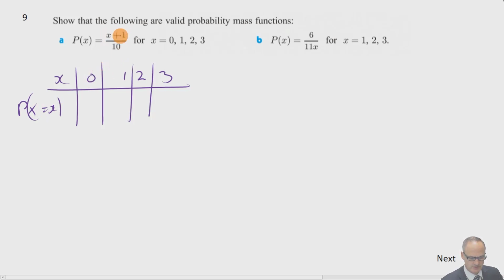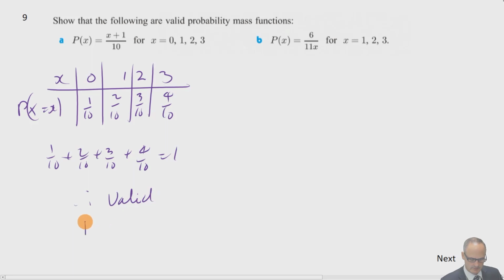So x is 0, plus 1 divided by 10 gives me 1 tenth. Same again. 1 plus 1 is 2, divided by 10 is 2 tenths. 2 plus 1 is 3 tenths. 3 plus 1 is 4 tenths. And if we add them all up, 1 tenth plus 2 tenths plus 3 tenths plus 4 tenths, we get equals to 1. Therefore valid probability mass function. Part B, let's do the same again.